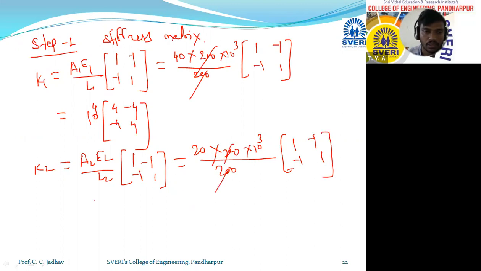200 is 200, then we will get 10 raised to 4 into 2, -2, -2, 2. This is your second matrix. Once you calculate the element-wise matrices, then we have to go for the global matrix. So the final global matrix capital K is equal to K1 plus K2.